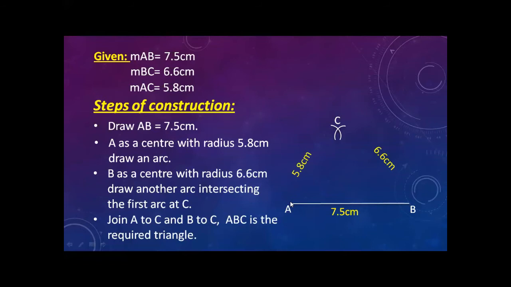It means that use a ruler for joining the line like this from A to C. Join the line from A to C and now B to C. So this is the required triangle A, B and C.